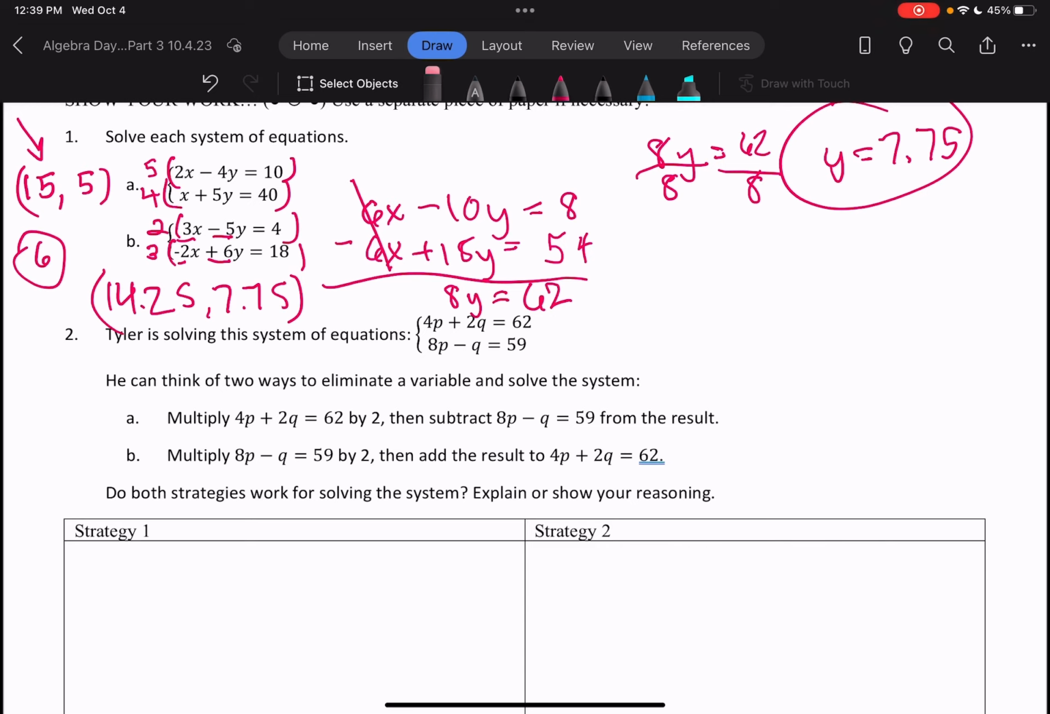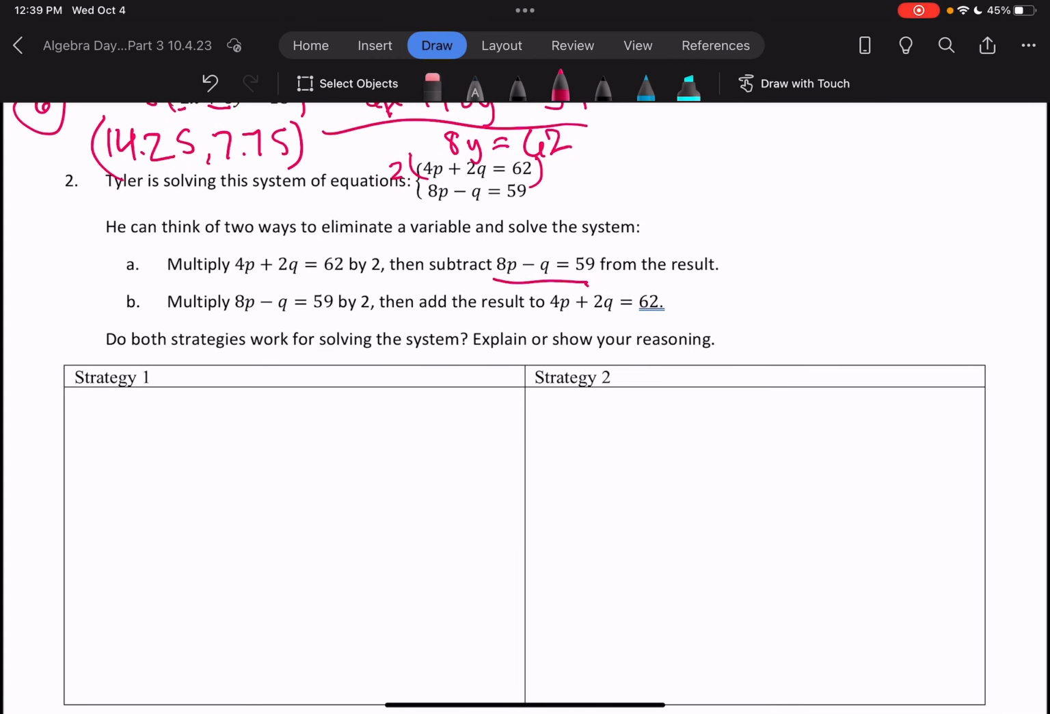So his first way is to multiply this top part up here by 2 and then subtract the result. And then his other option is to multiply 8p minus q equals 59, so the bottom one, by 2, and then add the result to 4p plus 2q equals 62. So he wants to know, do both strategies work? Why or why not? So let's try the first one.